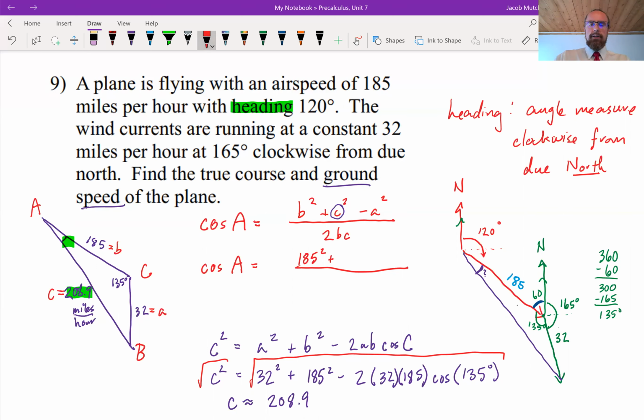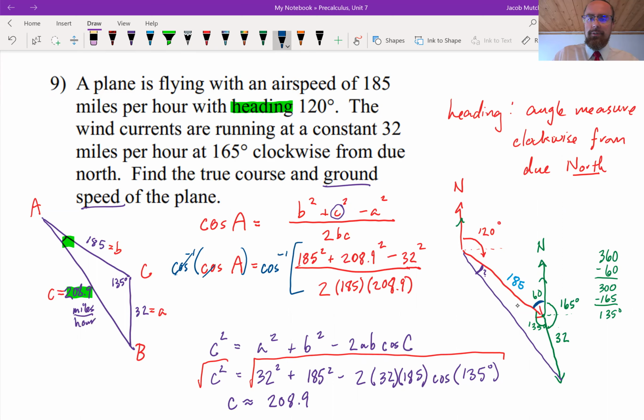Okay, so we found that. What we need to find is the bearing. And what we needed was that value, 208.9. So we'll pick up right where we left off. So plus 208.9 squared minus 32, my A squared, over 2 times B, which is 185, times C, 208.9. And then to finalize this calculation, because I don't want just cosine of A, I want the measure of angle A, I'll apply the inverse cosine. It'll cancel the cosine function. And that's ready for us to solve here for the measure of angle A.